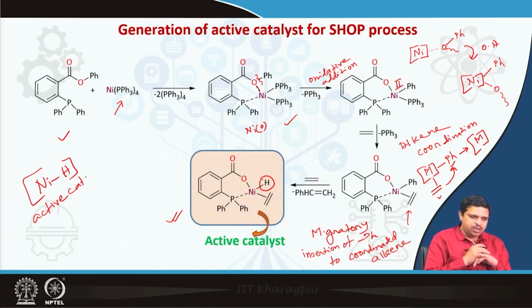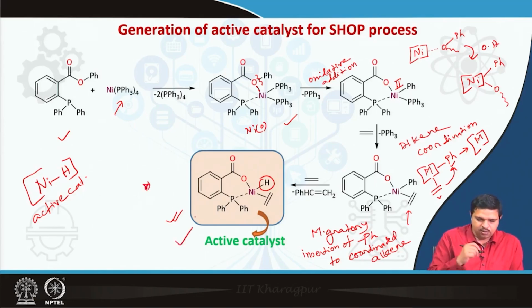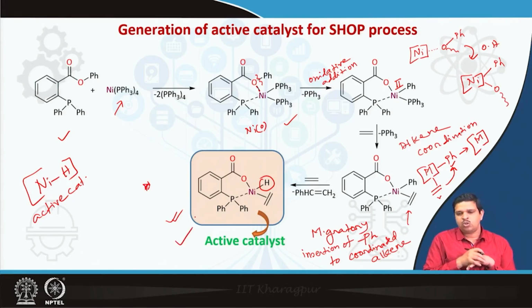That is the migratory insertion of the phenyl and the coordinated alkene to make the styrene, that is the byproduct. Okay, and here you will see that styrene will be useful. This is also a good monomer. You know that this is a monomer for the polystyrene, and here you will get the nickel hydrogen species, that is the active catalyst for the SHOP process.